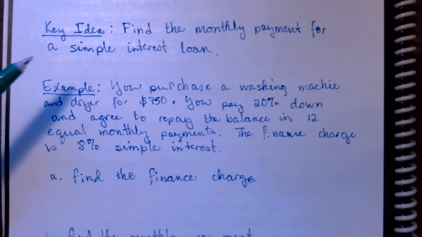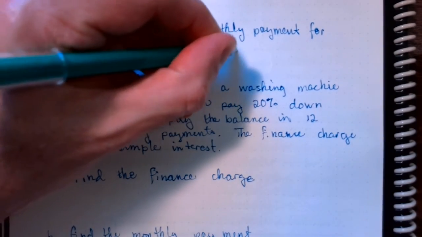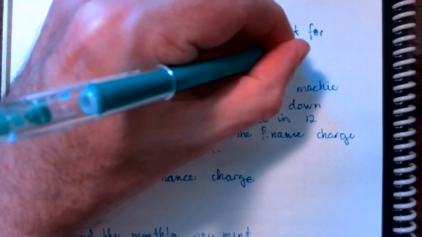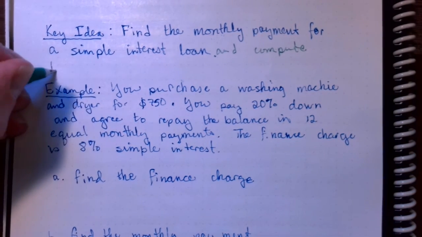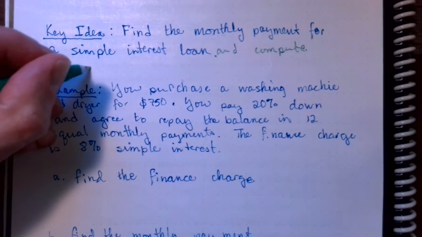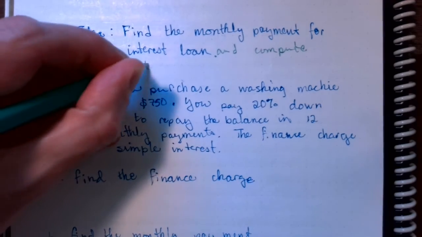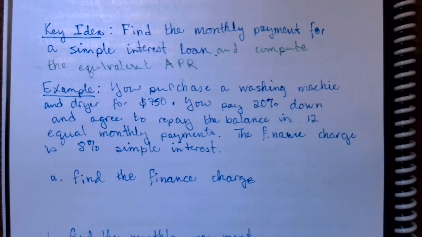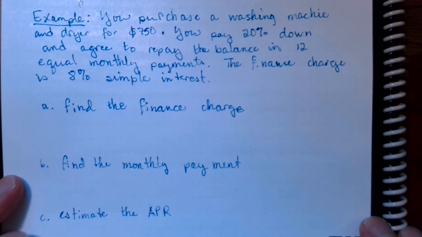So the key thing that I want you to take away from this video is how to find the monthly payment for a simple interest loan and compute the equivalent APR. Okay, so find the monthly payment and compute the equivalent APR. So let's look at this little example.